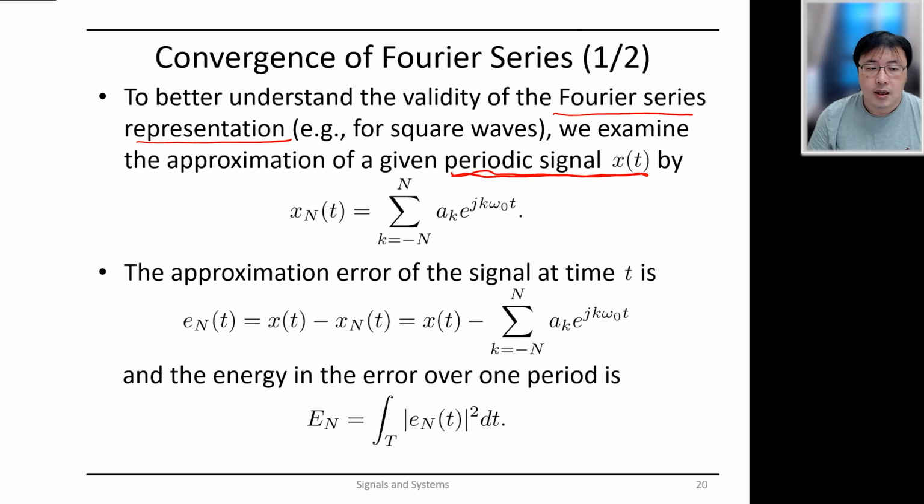Then we can define the approximation error as the difference between the actual signal x of t and this approximation x sub N of t. And we can define the energy of the error over one period as the integral of the absolute square of this approximation error.